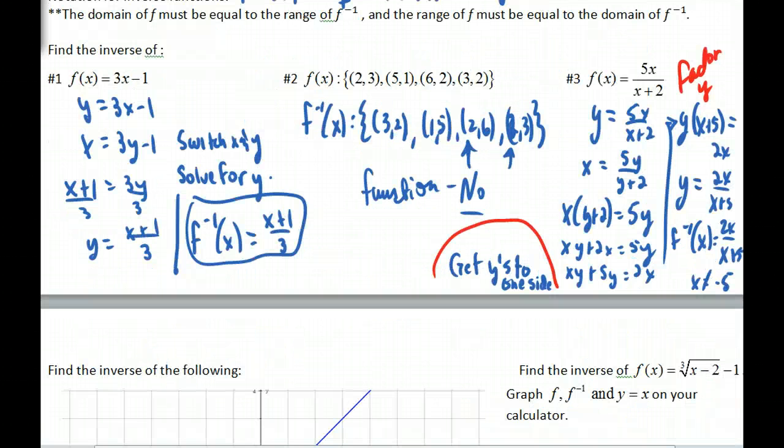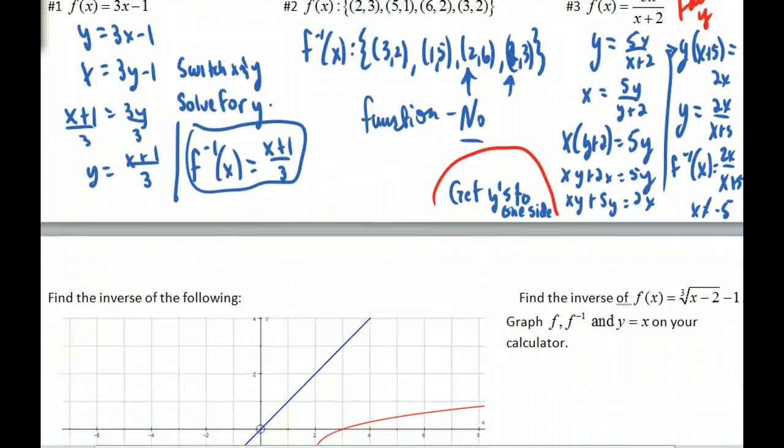So what are we doing here? We're finding inverses. With inverse, we switch x and y's, and then we solve for the y's. So looking at this situation, solving for y became a little bit tricky, but I think you can sort that one out. Okay, let's go to the second page.